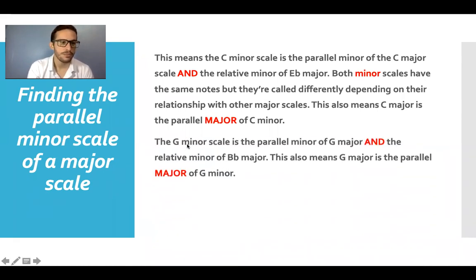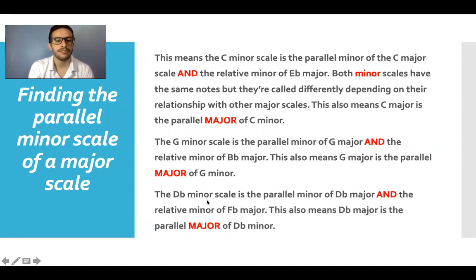Same thing goes for the G minor, where I just said. G minor scale is the parallel minor of G major and the relative minor of B flat major. This also means G major is the parallel major of G minor. And then the D flat minor scale is the parallel minor of D flat major and the relative minor of F flat major. This also means D flat major is the parallel major of D flat minor.